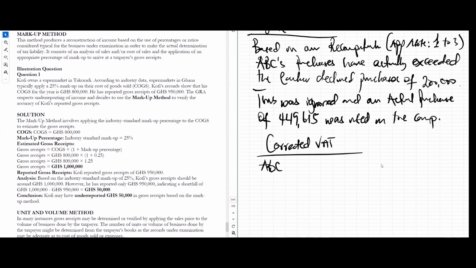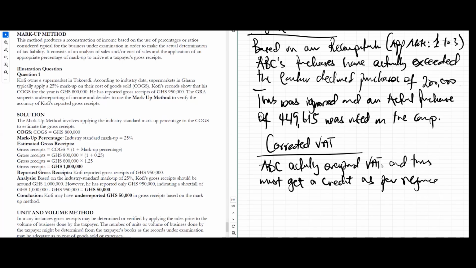So ABC actually over declared, right? Or overpaid VAT. Are you getting it? And thus must get a credit, as required under the law, right? The procedure would be under Section 50 of the VAT Act or something like that. Because you're already referencing the appendix, you don't need to write any figure if you don't want to, because it's already in the appendix.